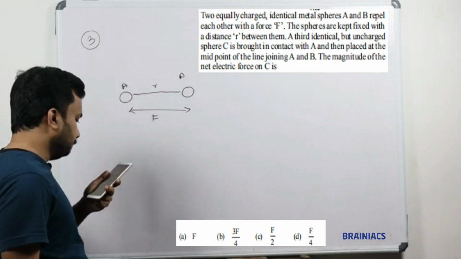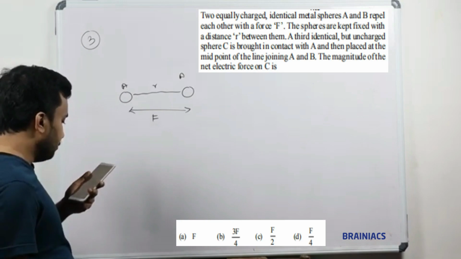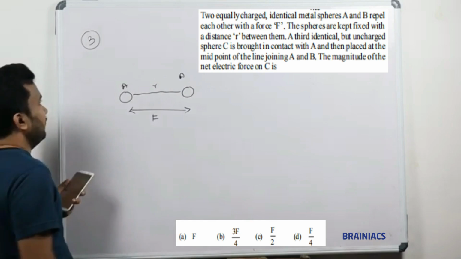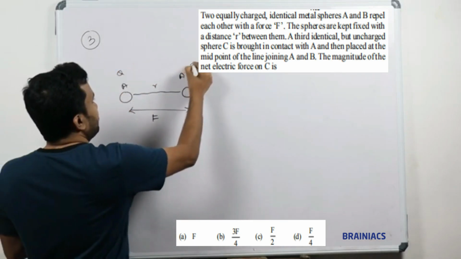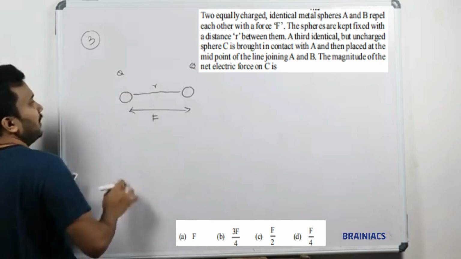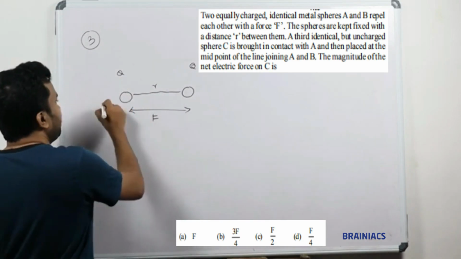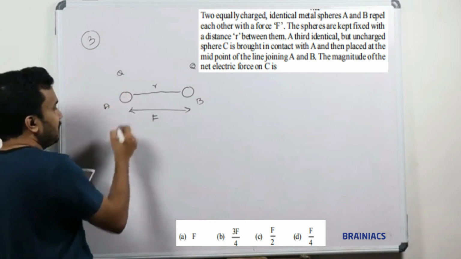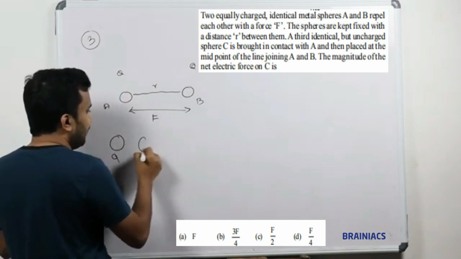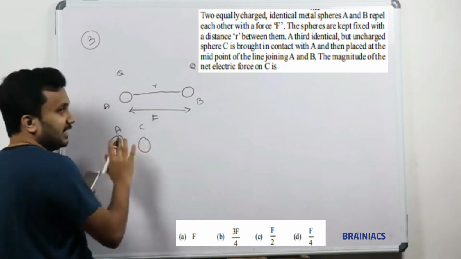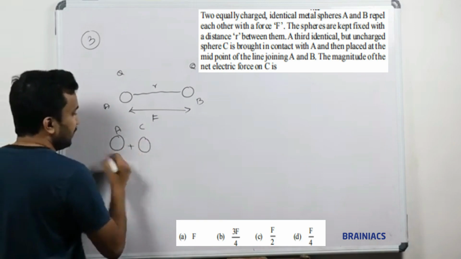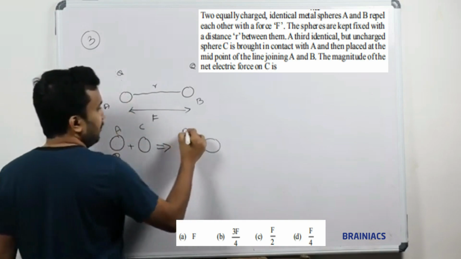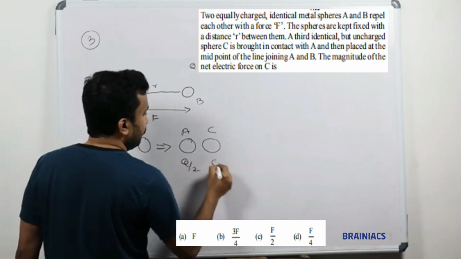A third identical but uncharged sphere is brought in contact with A. Now this is Q charge, this is Q charge, two bodies A and B. Now a third body C is coming in contact with the body A. C has no charge. When two bodies get in contact, charge sharing will happen. After disconnecting A and C, what's the charge? Q by 2 and Q by 2.